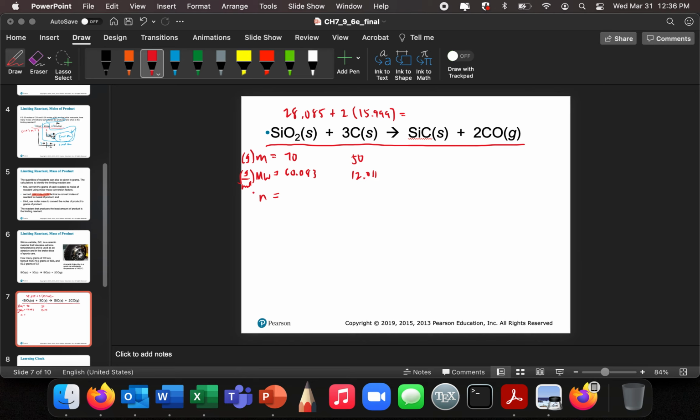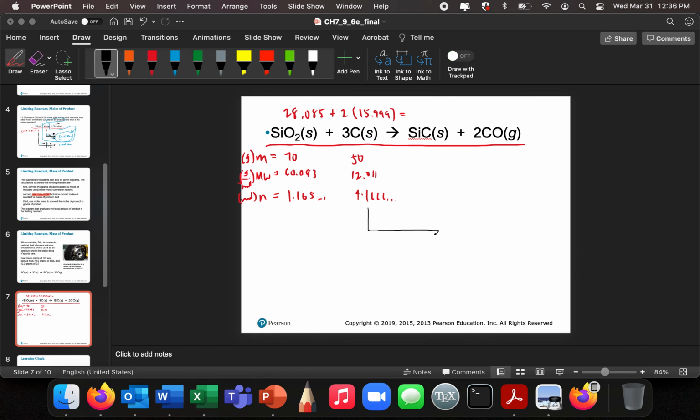So the moles then is going to be 70 divided by 60.083, which equals 1.165. And 50 divided by 12 is equal to 4.167, repeating. Okay, so now I'm ready to do my L's.